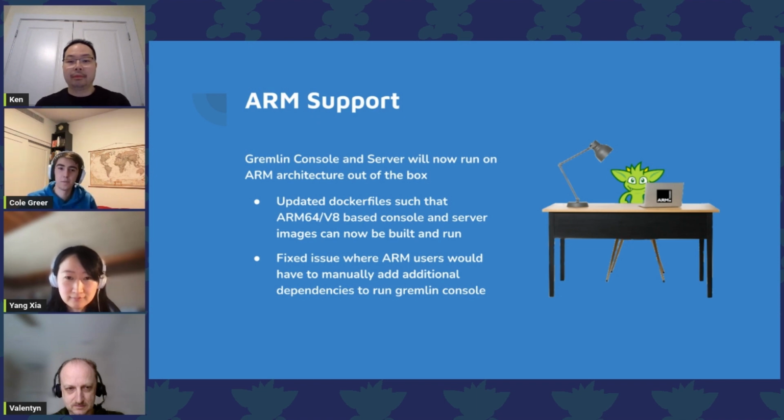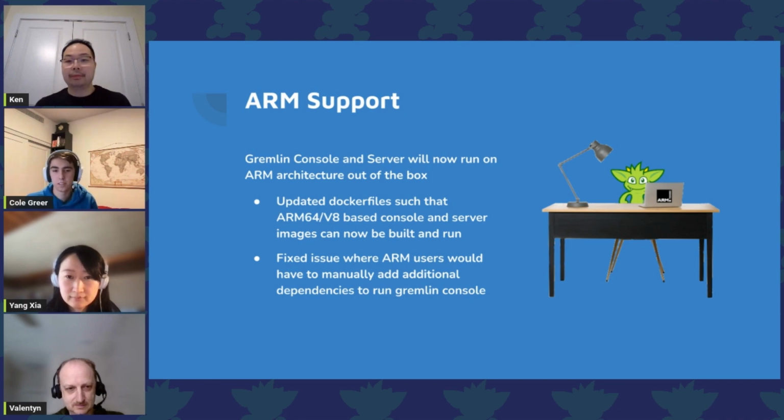Unfortunately, the images published on Docker Hub for convenience are still x86 only. That's something we need to amend in our release process. We're going to look to get that resolved soon. But for now, any ARM user can just build and use their ARM images for Gremlin console and server with just a simple Maven install.